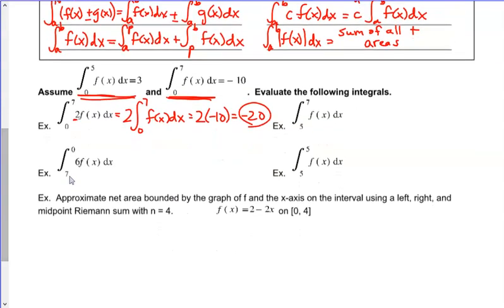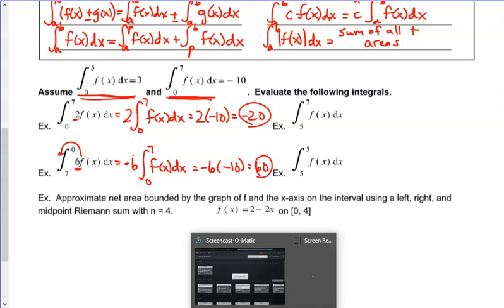Now notice we also have a 6 hanging out here, so I'm going to do 2 steps in one. I'm going to pull the 6 out. I'm going to switch my integrands from 0 to 7 so I can match what I have here, but that now needs to make that 6 a negative 6 of f of x dx here. Okay? So, again, I did that in 2 steps. I switched the integrands, made it negative, and I pulled the 6 out front. And then now I can exchange the 0 to 7 for the negative 10 and get a final answer of 60.